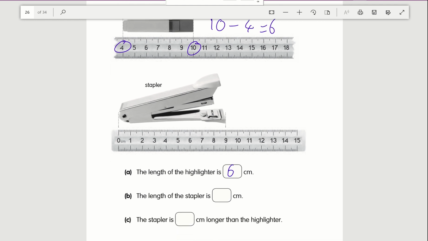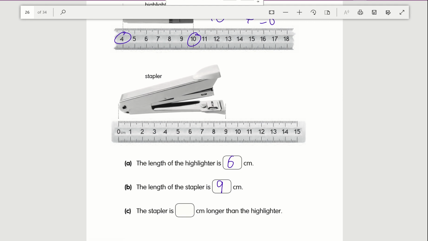The stapler, on the other hand, is 9 centimeters. So the stapler is how many centimeters longer than the highlighter? So 9 minus 6, it gives you 3. Therefore, the stapler is 3 centimeters longer than the highlighter.